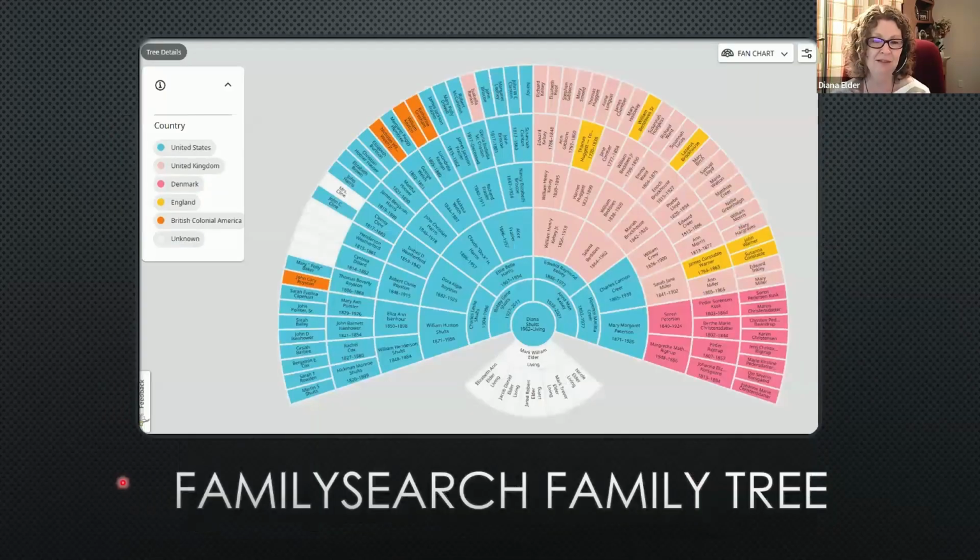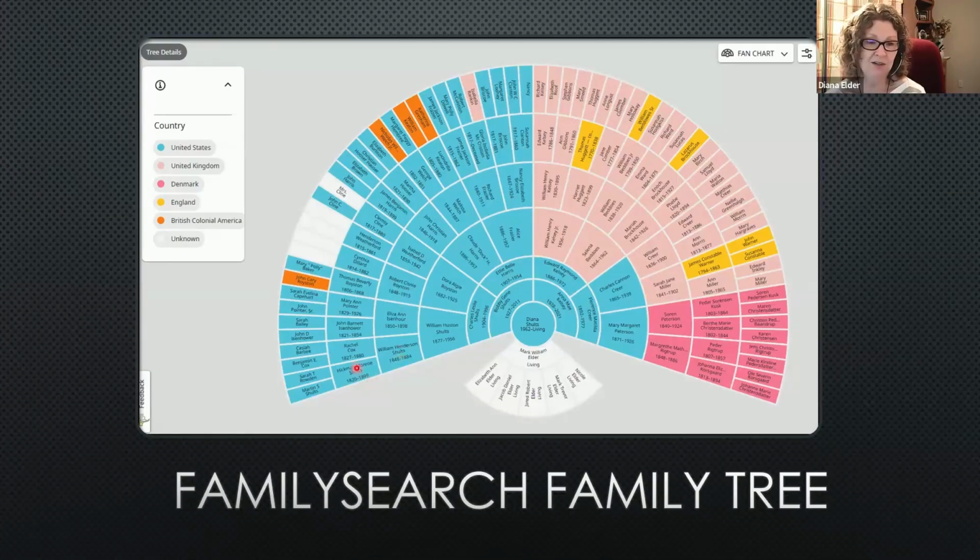Now, here is my FamilySearch family tree in the fan chart. And I have also narrowed it to color coding locations. Now, note I have not personally researched all of these different ancestors. I have done more research, of course, on these early ancestors. And some of these lines over here, my English and Danish lines, have been researched pretty heavily by other people. So I have been focusing on my paternal lines, which are all colonial America.